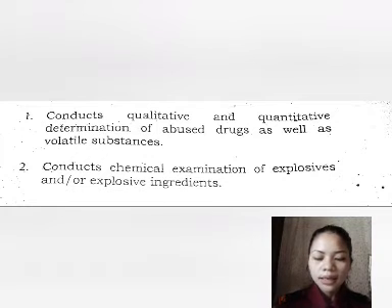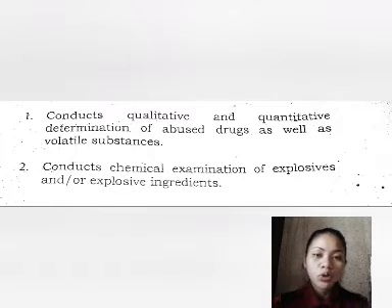So first is to conduct qualitative and quantitative determination of used drugs as well as volatile substances. So what does it mean? In my own understanding, those evaporated drugs must undergo qualitative and quantitative determination for the sample. For example, a solvent, which comprises one of the other areas the examiner wants examined. So that is the first role of the forensic chemist.